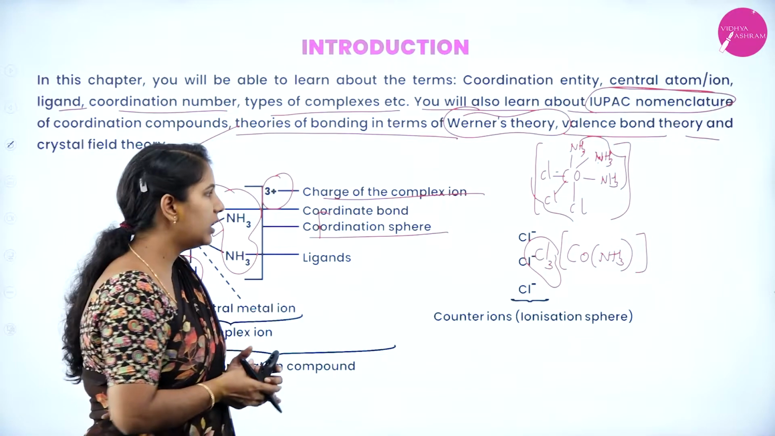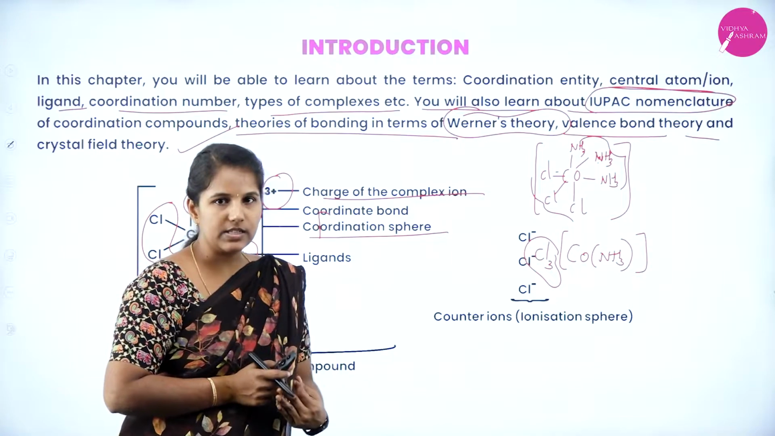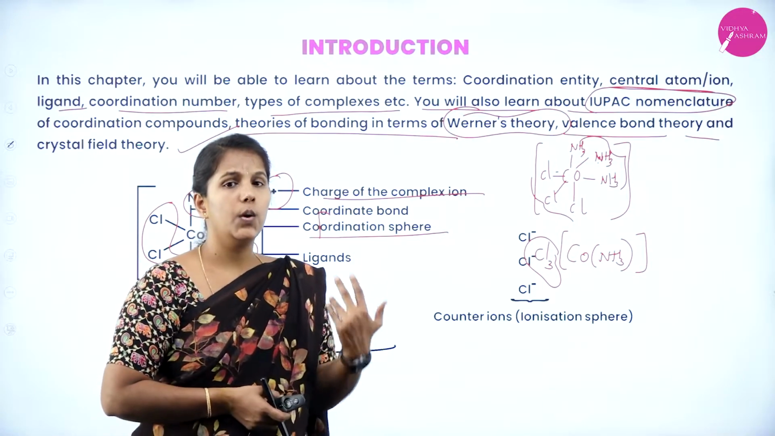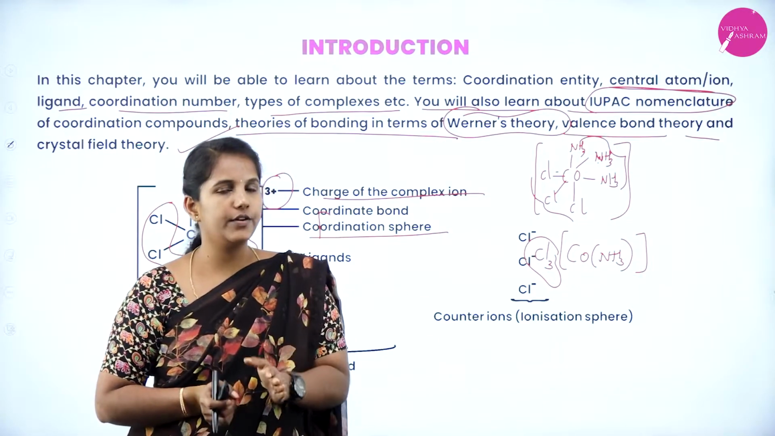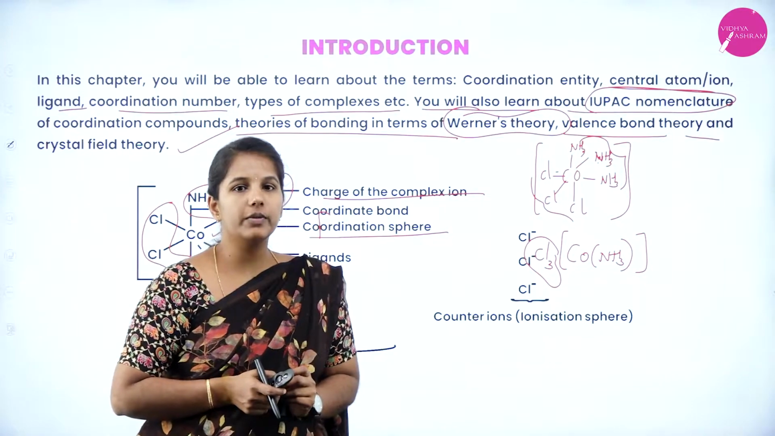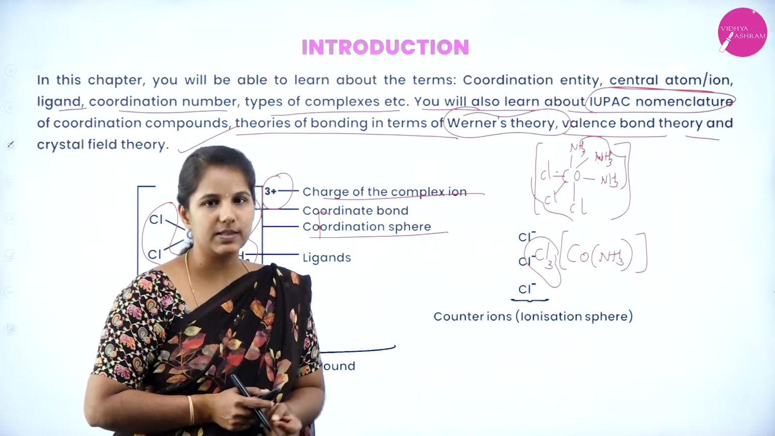And how to find out the oxidation number of the central metal atom also I have explained in the concept class. There are 2 ways will be there. One is for the anionic complexes, what is the formula, and for the cationic complexes, what is the formula that we have to follow. So everything will be there in the concept class. Please go and watch for the concept class.